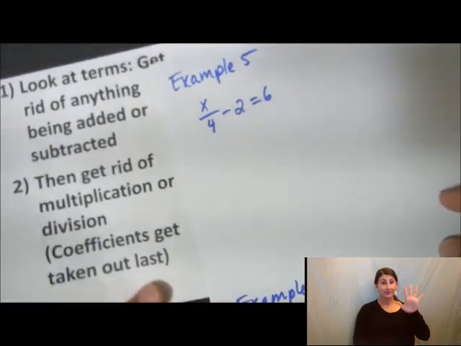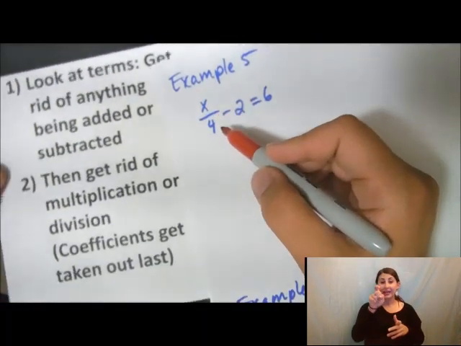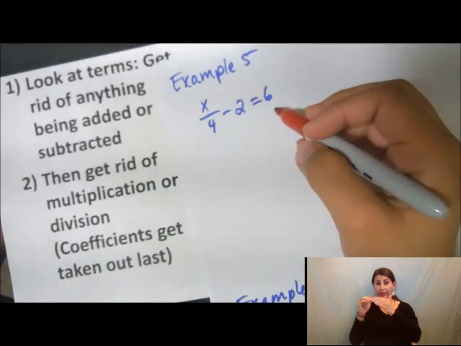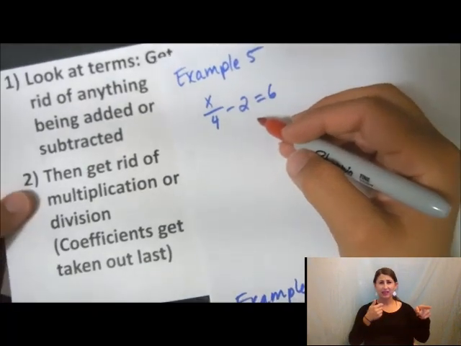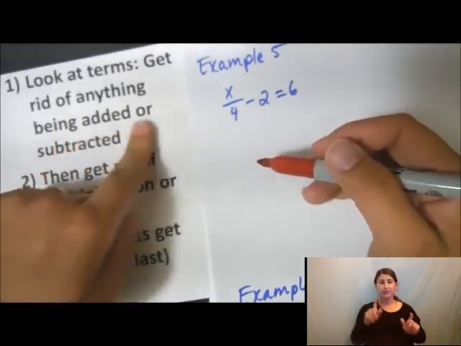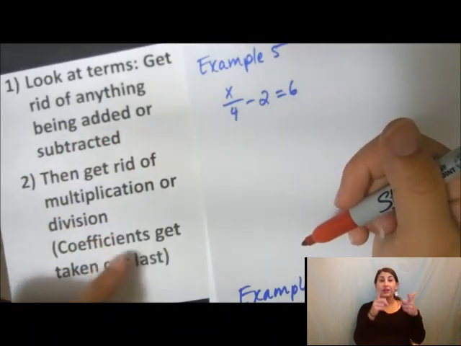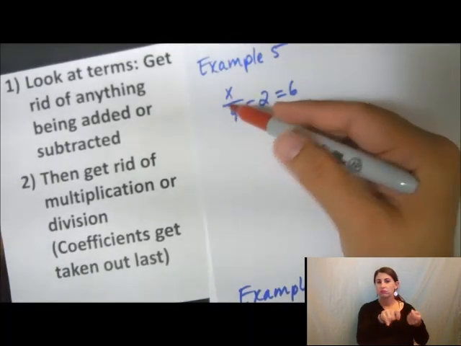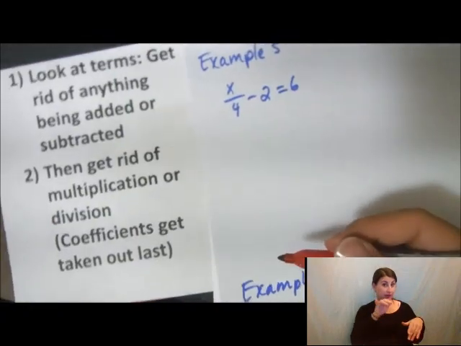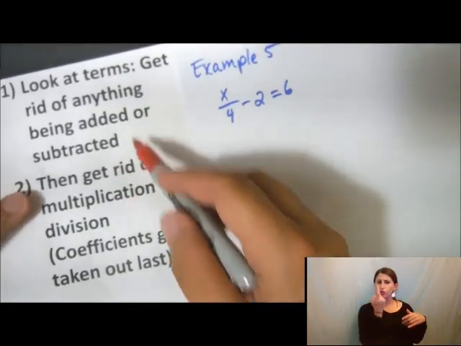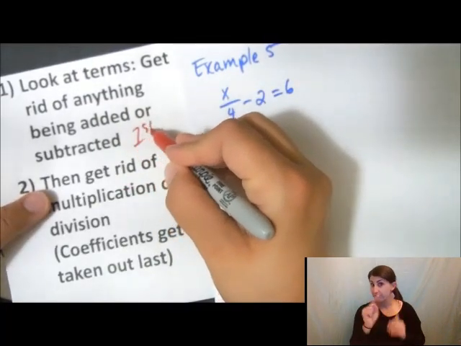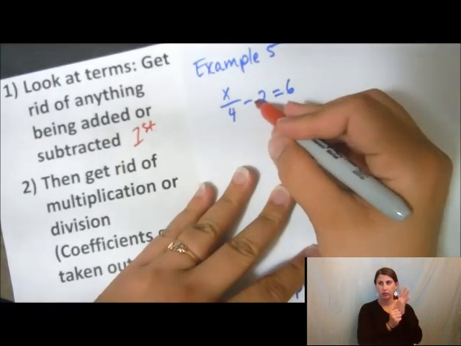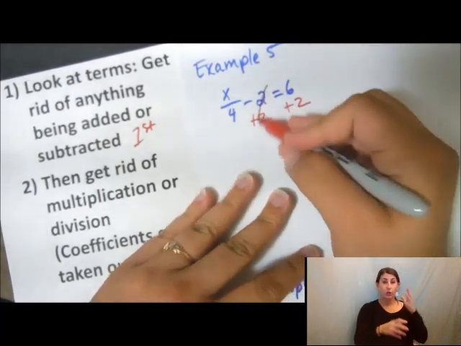All right, here's example 5. So I have x divided by 4 minus 2 equals 6. So I need to look at the terms, get rid of anything being added or subtracted, then get rid of multiplication or division. Coefficients get taken out last. And you can also say that, if you're dividing, that one gets taken out last too. So always get rid of what's being added or subtracted first. Okay, so here's what's being added or subtracted. In this case, it's being subtracted, so I'm going to add 2 to both sides.